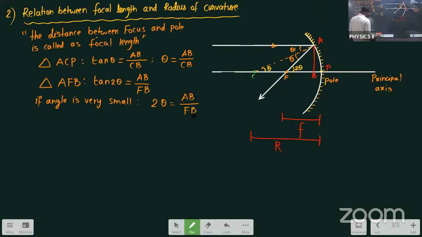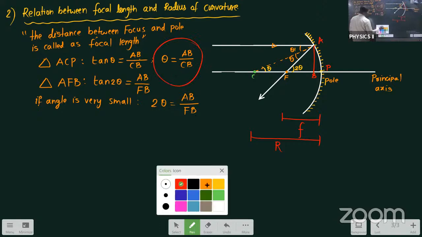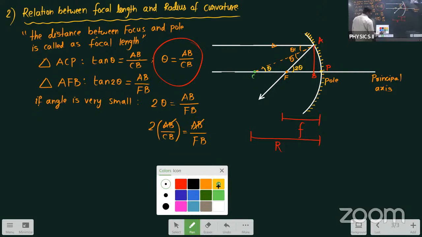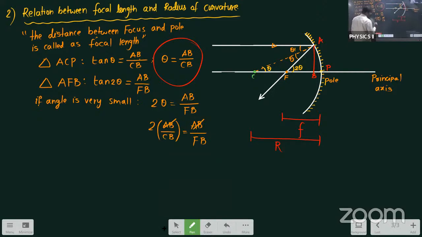But what is the value of theta? The value of theta is AB by CB. Let us substitute here: 2 into AB divided by CB is equal to AB divided by FB. Now this AB and this AB get cancelled. So finally I can write 2 divided by CB is equal to 1 divided by FB.